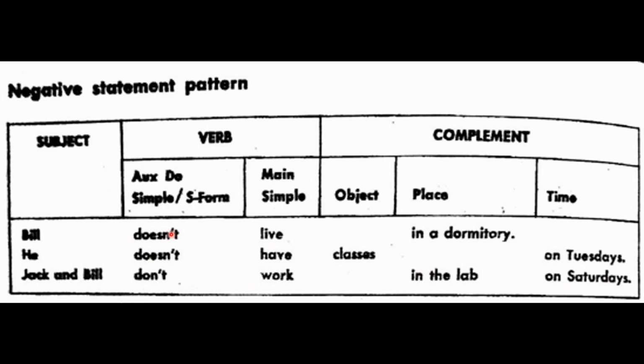Note that after doesn't or don't, the main verb should be simple. We can't say Bill doesn't lives or he doesn't has, because we have does. After does, we should give the abstract form of the verb, فعل المجرد. After does or after don't.